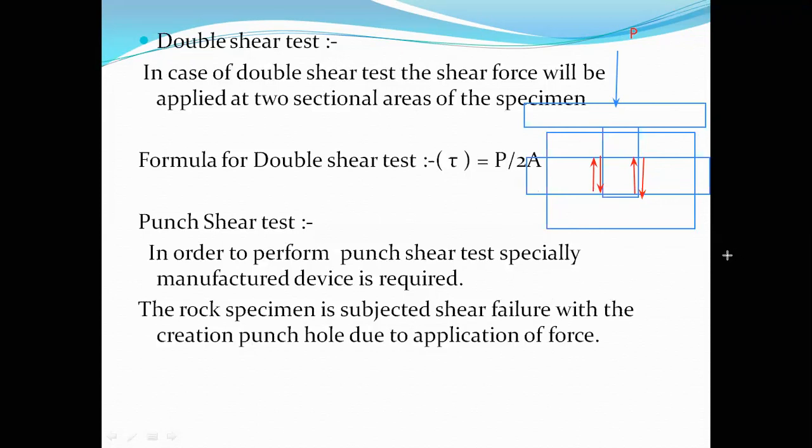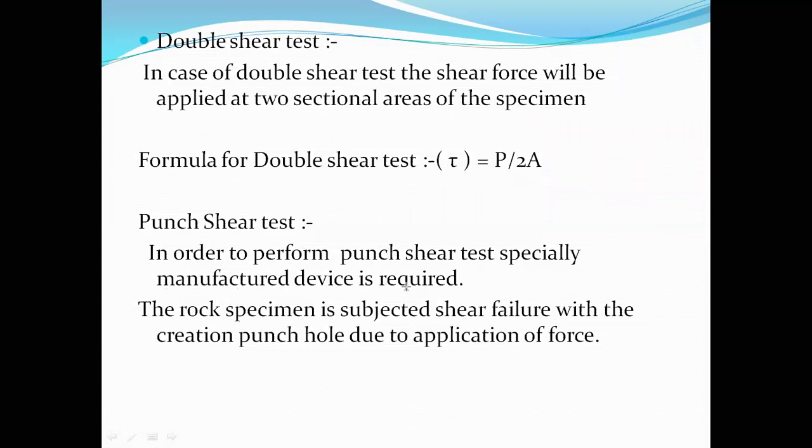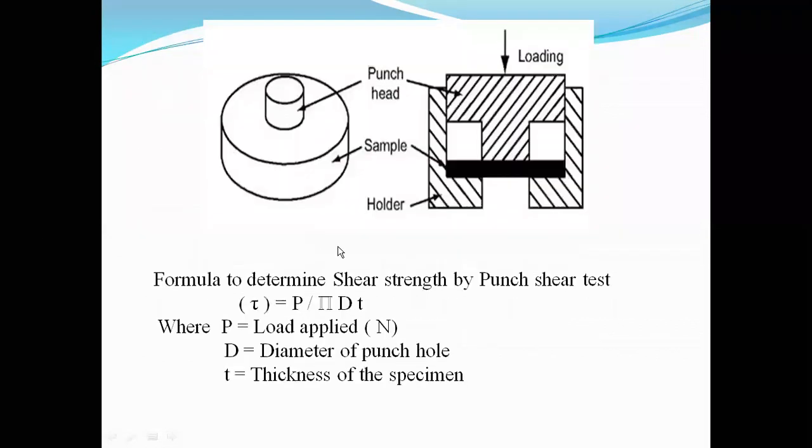Next one is the punch shear test. This is the third method of determination of shear strength of the rock specimen. In order to perform the punch shear test, a specially manufactured device is required. Let's see how exactly that device looks. The rock specimen is subjected to shear failure with the creation of a punch hole due to application of force.